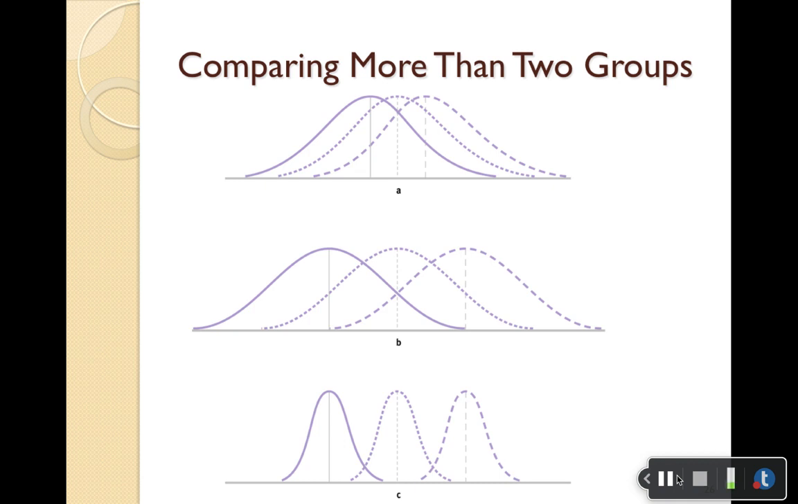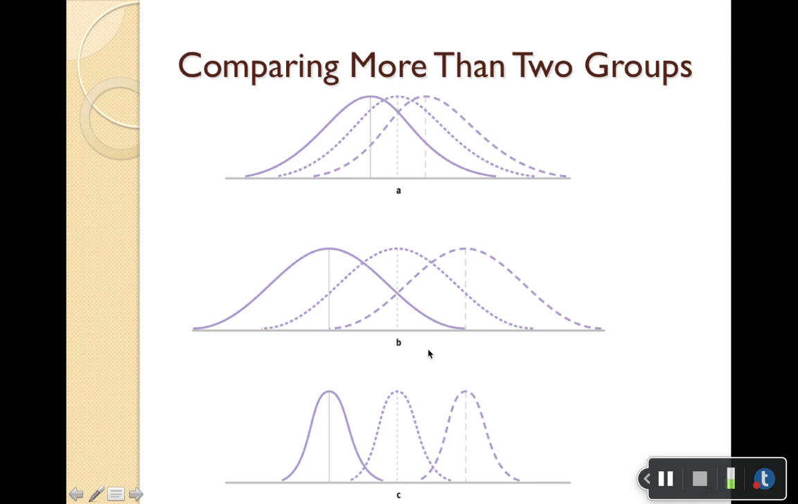So we have these graphics here. You can see A at the very top. You can see we have three curves overlaid on top of each other. And you can see these lines represent the group means. You can see the means are fairly close to each other, and there's a high degree of overlap among those three distributions. So it would be really hard to find a significant difference in those three groups.